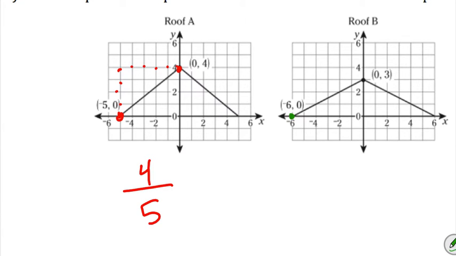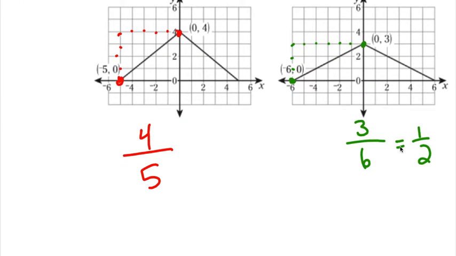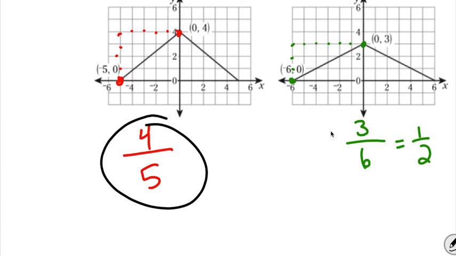Roof B, I'm going to start here and end up here. What's the slope of this? So do the rise. 1, 2, 3. So I'm rising 3. Over run, how far do I have to run? 1, 2, 3, 4, 5, 6. So 3 over 6, which reduces to 1/2. Which of these is bigger? Because the bigger number will be the steeper roof. So 4/5 is bigger than 1/2. If you need to look at that as a decimal, this is 0.8 and this is 0.5. That helps to see that this number is bigger, but that is steeper.